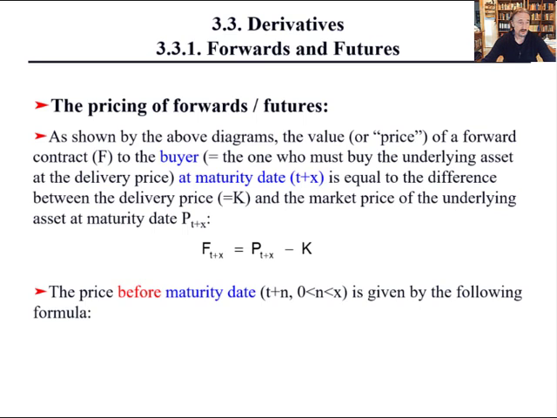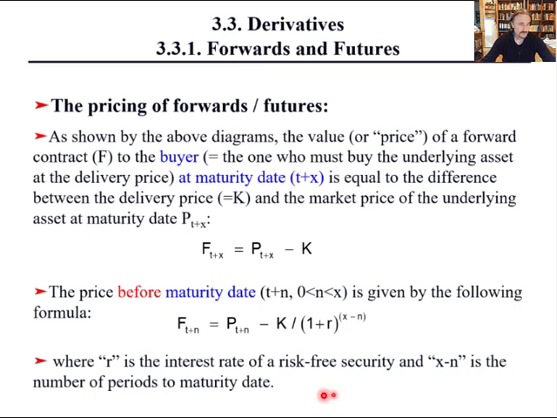What we have not discussed so far is the price of the forward contract before the maturity date. Well, let's start with the formula and then let's see how we can prove this formula. The formula is quite simple. It looks a lot like this formula, only that we have to divide the delivery price by this interest factor to the power of the remaining time. Where the interest rate is equal to the interest rate of a risk-free security, and x minus n is the time left between the point where we can buy the forward contract and the maturity of the forward contract.